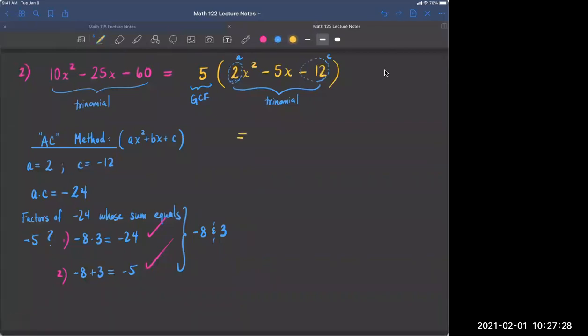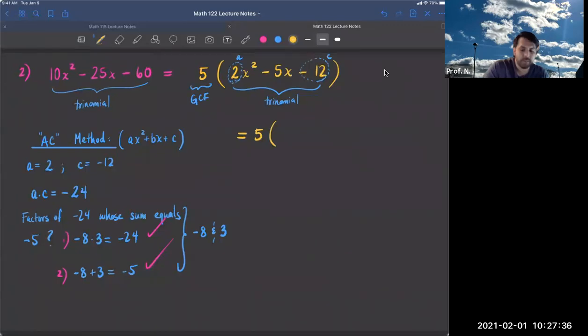Don't you have to put them into two different parentheses? Like 5 and then two different parentheses? Right, I'm going to get there eventually. But the first thing I do is rewrite negative 5x using negative 8 and 3. So negative 5x, I can write as negative 8x plus 3x minus 12. Does everybody see that?